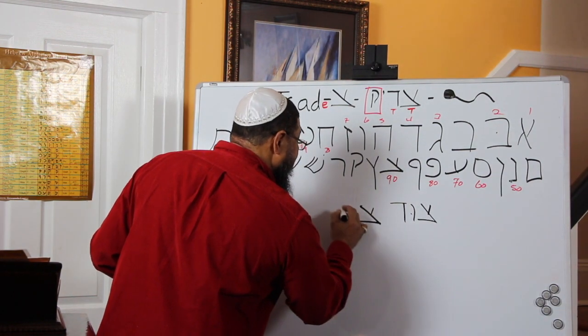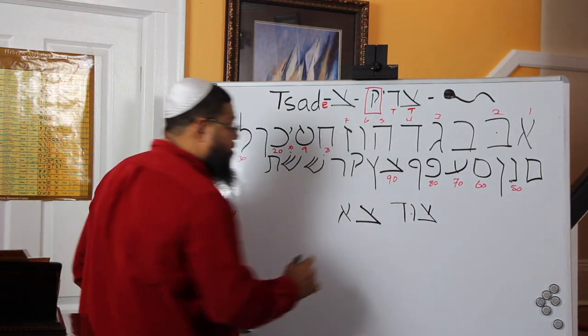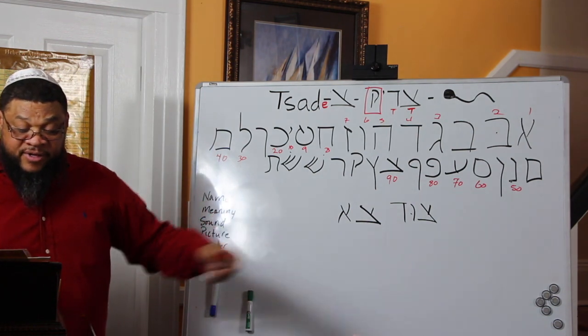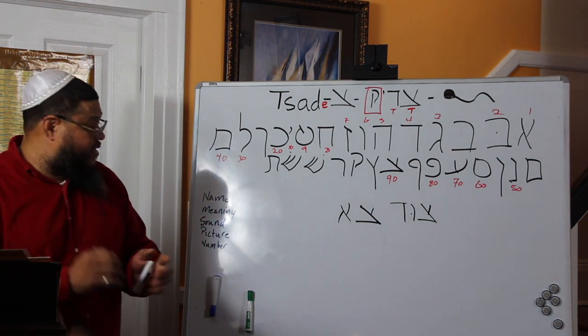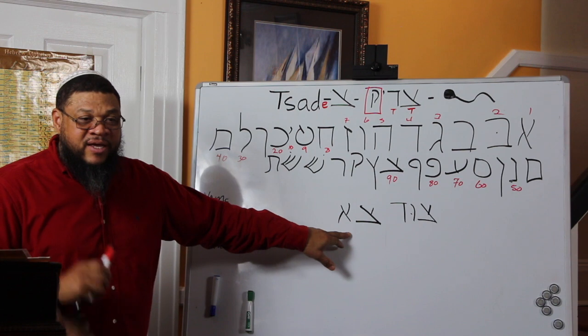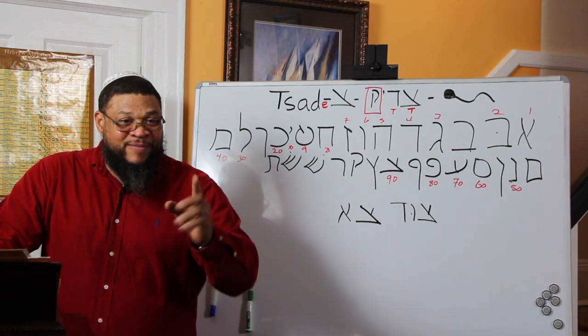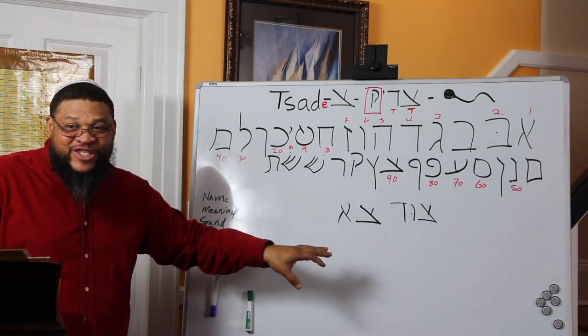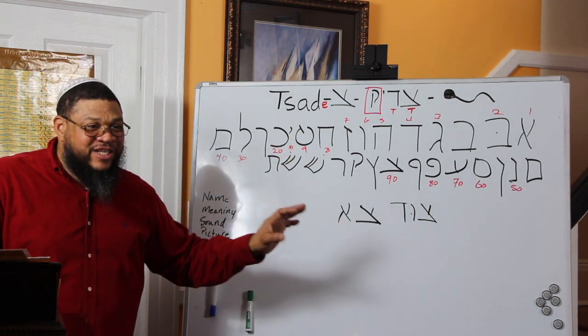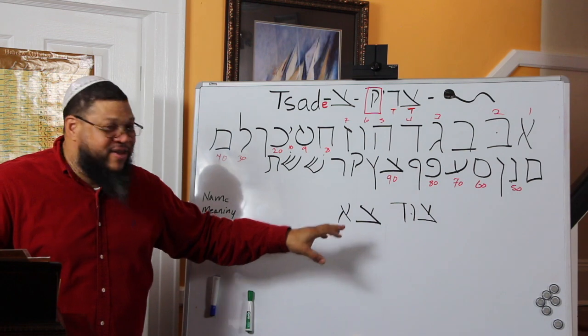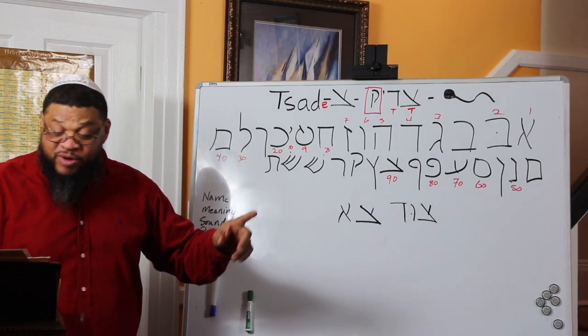Tsade. Remember, we talk about the husband and the wife? See, it means to go forth. So you see, in this word in itself, you're seeing how everything has its relation to that of the father and what he is doing with his bride.